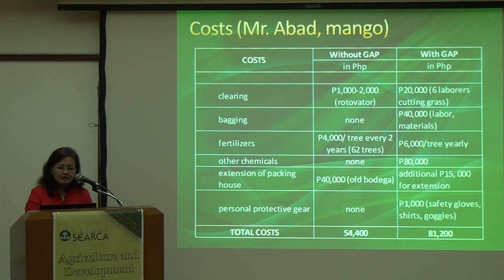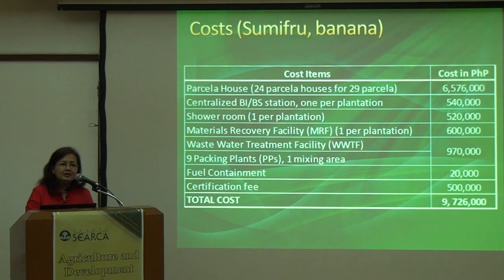Alright, he said he bought this protective gear from Ukay-Ukay. So he only spent 1,000 pesos. However, I cannot tell you whether he gained from this because when we finished the research, he had not harvested the mango. We finished in December 2011, and he was to harvest the mangoes in April of 2012. For a corporate farm, Sumitru, they spent 9.7 million. This is a huge farm, and they used this for a wastewater treatment facility and 9 packing plants, which was 970,000 already. All right.